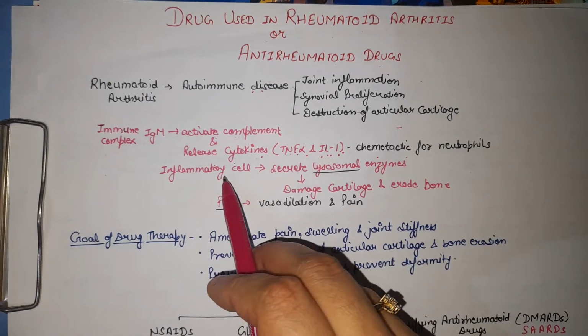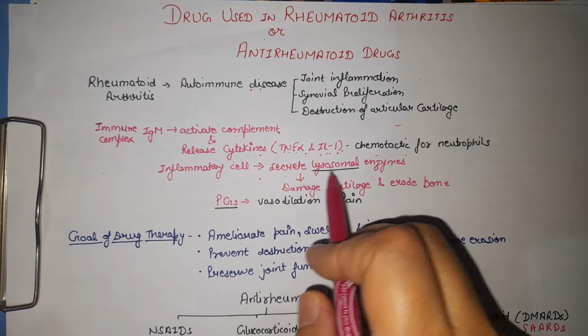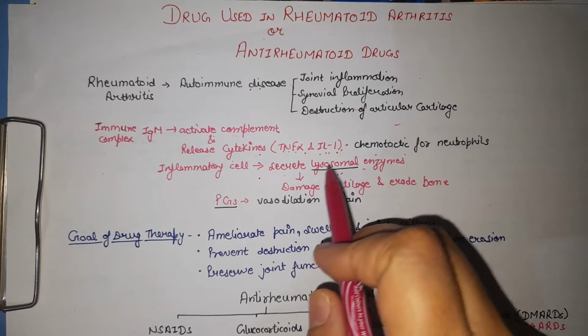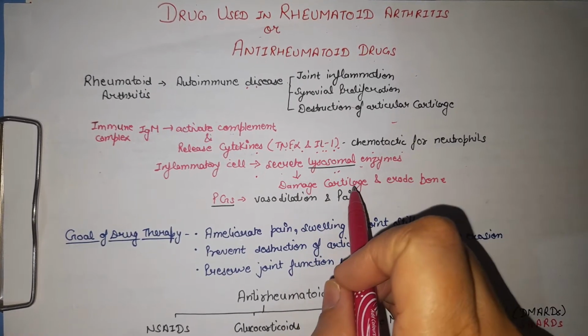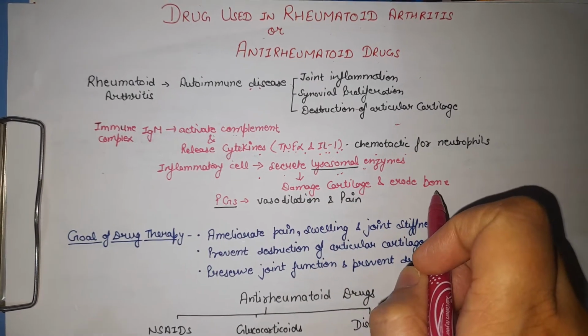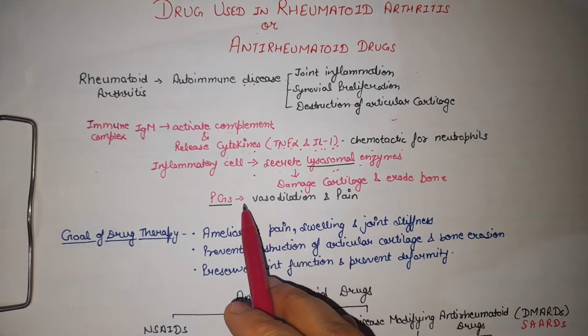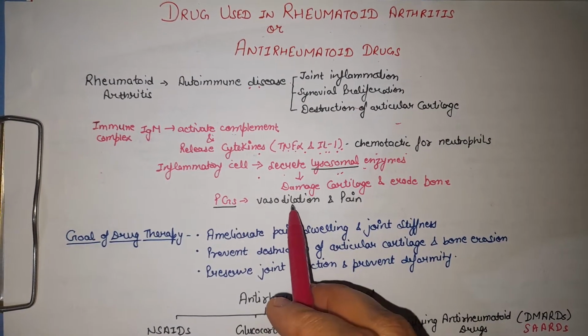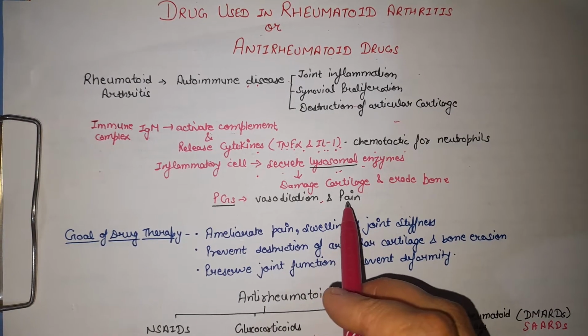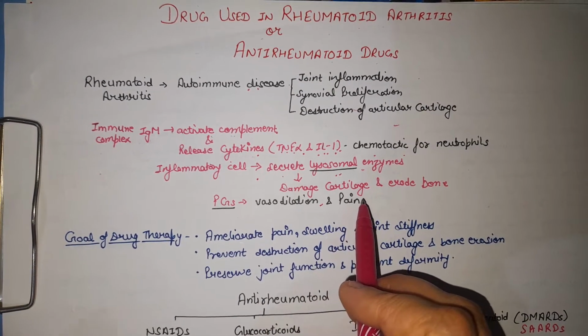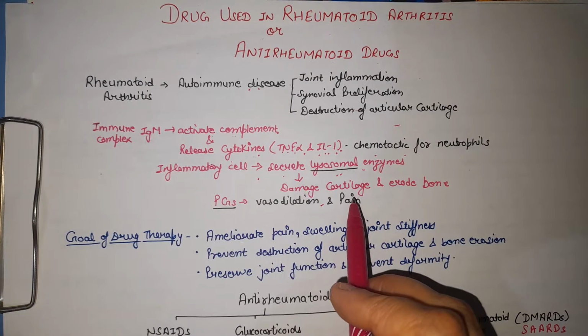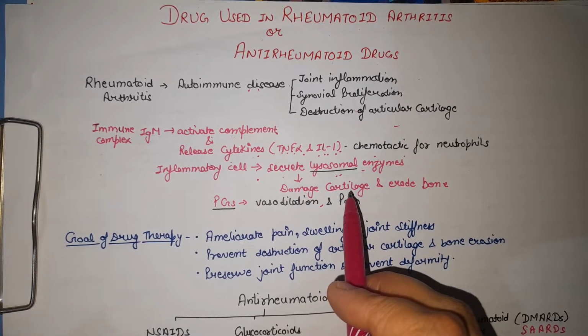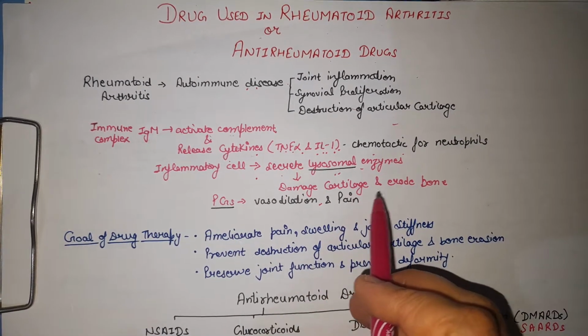Then the inflammatory cells will release some lysosomal enzymes. These lysosomal enzymes will damage the cartilage and erode the bone. Next, there is also a secretion of prostaglandin in this condition. So prostaglandin will be responsible for the vasodilation and pain in this disease. In rheumatoid arthritis, there is always remission and exacerbation of the symptoms.